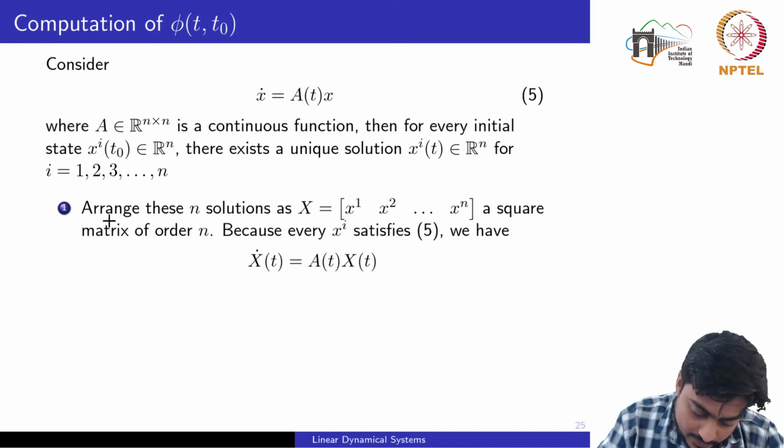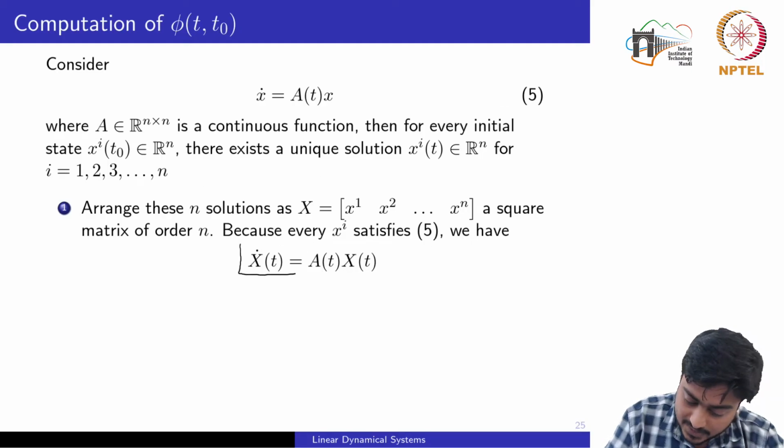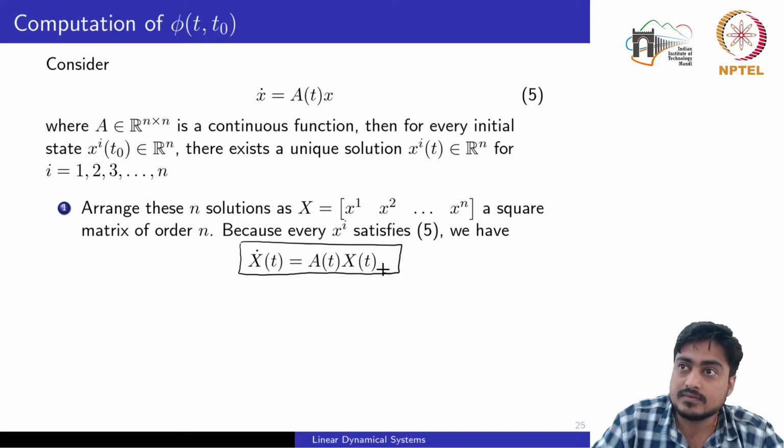Okay, now as the first step, arrange all these n solutions as capital X, which is equal to all these n dimensional vectors arranged in columns. So this would yield a square matrix of dimension n cross n, because every vector x1, x2 up to xn is n dimensional. Because every xi satisfies 5, as we have computed, we can write capital X dot is equal to A into capital X, right?